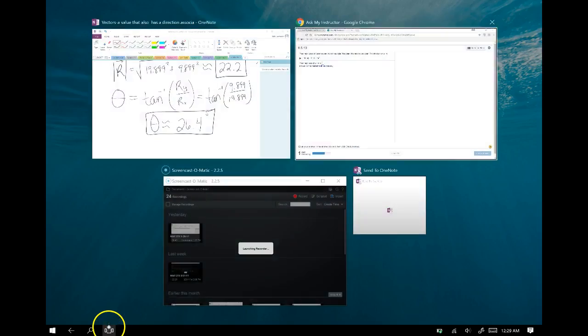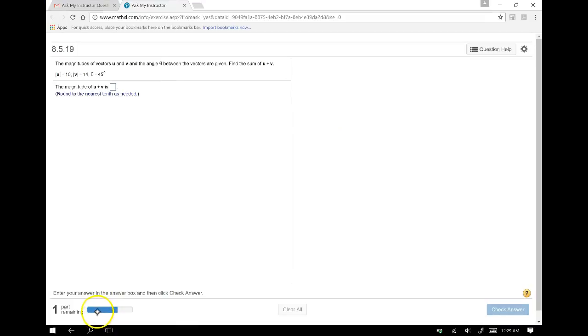I can't actually see, it says 1 part remaining down at the bottom, and I can't see it unless I enter an answer here, and this is somebody else's homework, so I don't want to start entering answers into their homework.